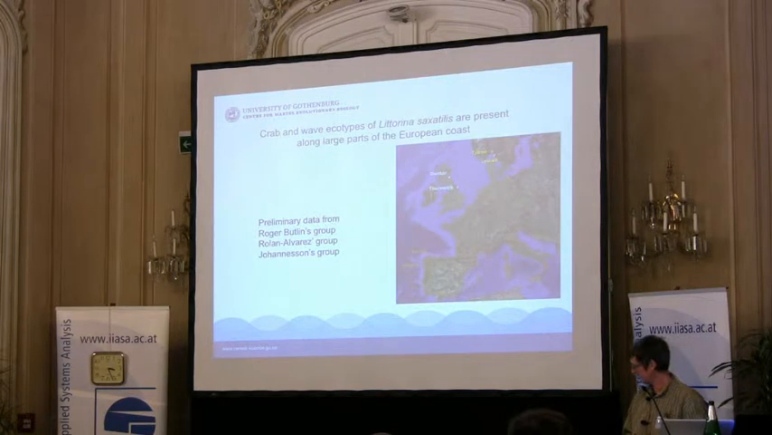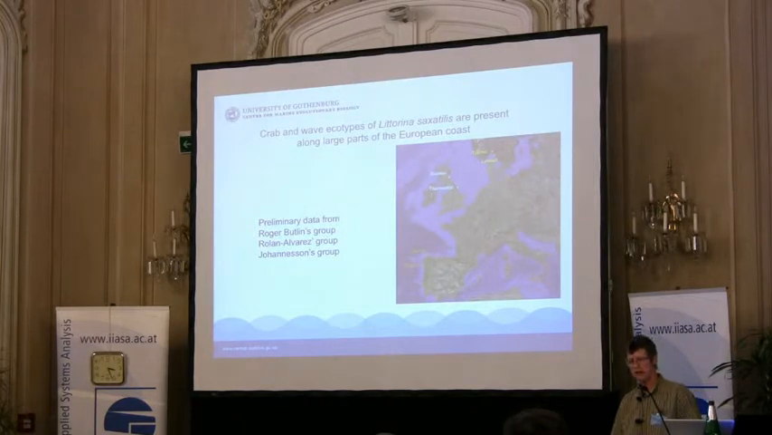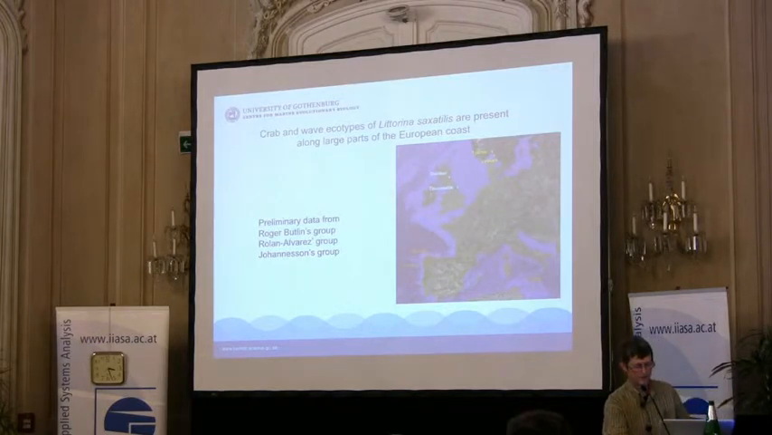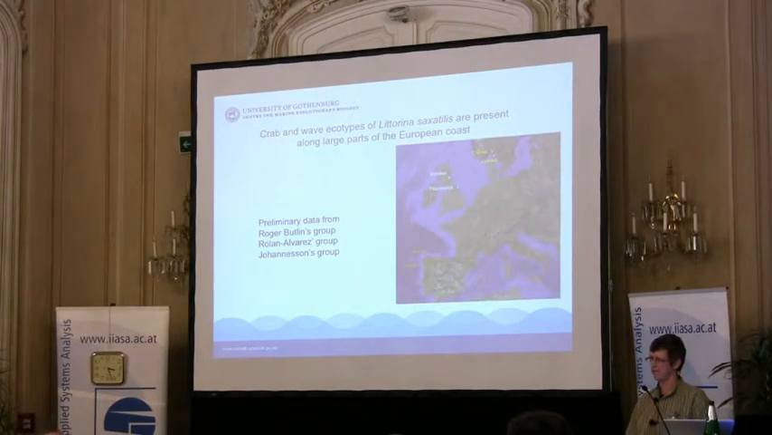Okay, so now we have 3 different systems. We have the Swedish system, where we sampled 2 sites, the UK system and the Spanish system, and I will now present some ongoing work. I should say that a lot of these analyses are preliminary, but still I think they are indicating some interesting patterns. In all these sites we have both the crab and the wave ecotypes, and of course it's a first issue: are they actually similar? Are they the same ecotypes or not?